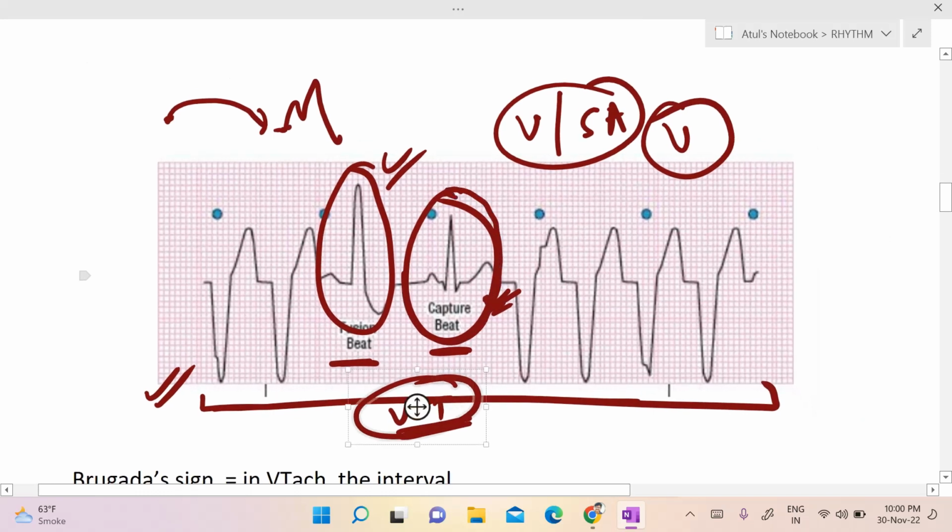This type of question you can get in MCQ. They will show this type of ECG with either this wave or this wave, and ask whether this is a capture beat or a fusion beat. The fusion beat is a hybrid of both impulses, so it will be bizarre or hybrid. But a capture beat is when the SA node captures the ventricle during ventricular tachycardia and produces a normal stimulation of the ventricle, narrow complex.